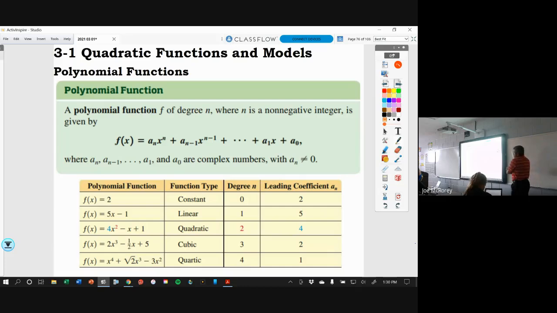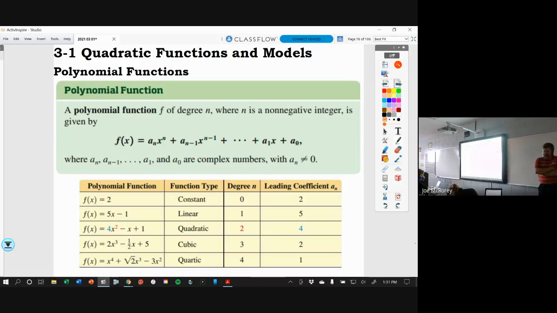Here are 5 different polynomial functions. F of x equals 2. Where's the x? In the parentheses. It's x to the 0, right? And x to the 0 is 1, so it's not necessary, right? Okay. So there is no real variable present. Therefore, it's just the number 2, and the number 2 is a constant. So if you see f of x equals a number, that's just a constant function. Leading coefficient is whatever that number is, and obviously the exponent on the variable is 0. So it's degree 0.